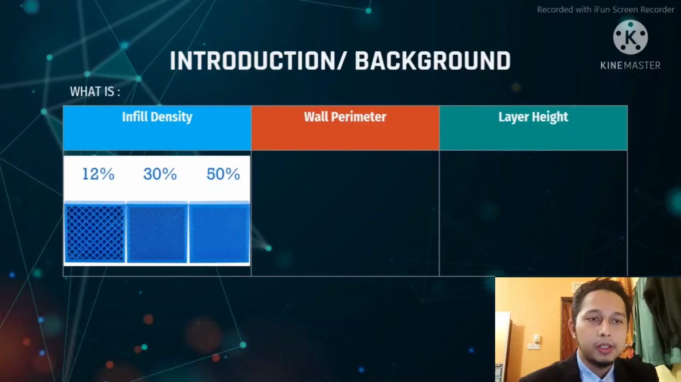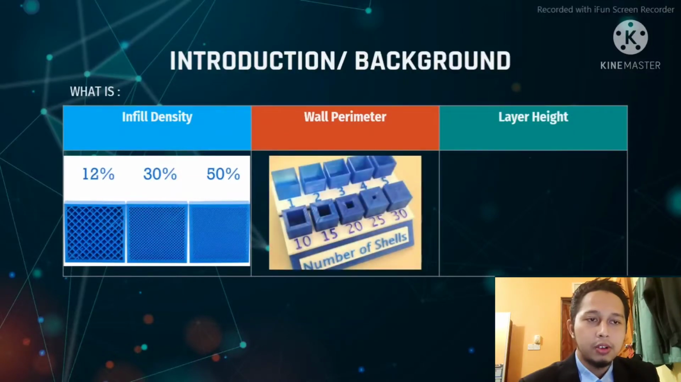The second parameter that will be studied is the wall perimeter. The wall perimeter or shell thickness is the outer cross-section of the layer of the 3D printed parts. It gives the shape of the 3D printed parts. It is generally known that increasing the wall perimeter of the 3D printed parts can increase the overall strength of the parts. The third parameter is the layer height.